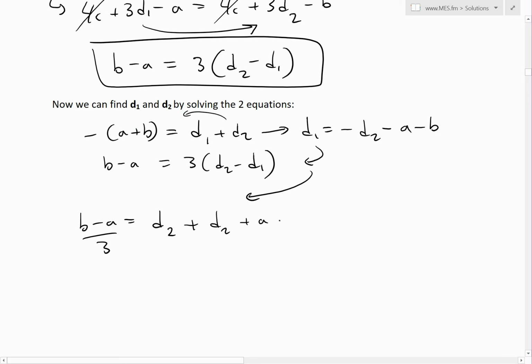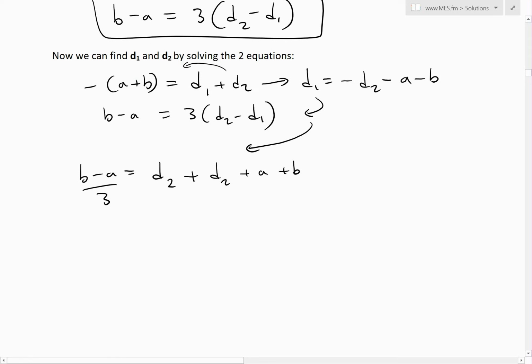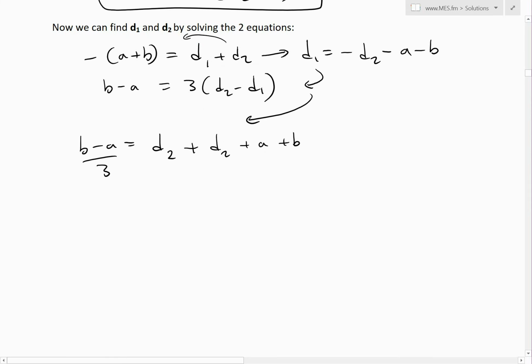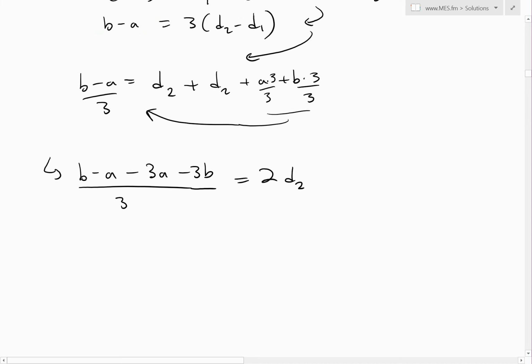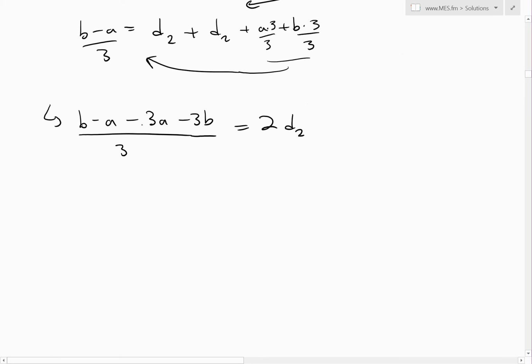d2 plus a plus b. Now what we're going to do is these add up, d2 plus d2, and also make these a fraction of 3. So I'm going to times it by 3, divide it by 3, times it by 3, divide by 3, and then move it over to this side. So what we get now is b minus a is all over 3 minus 3a minus 3b equals 2d2.